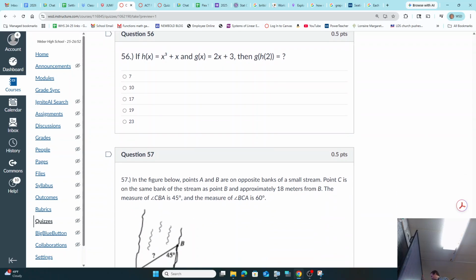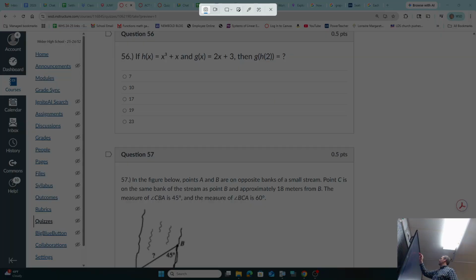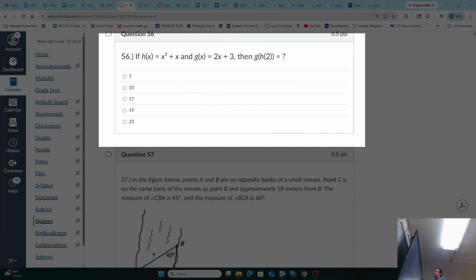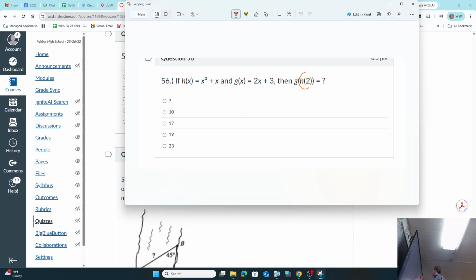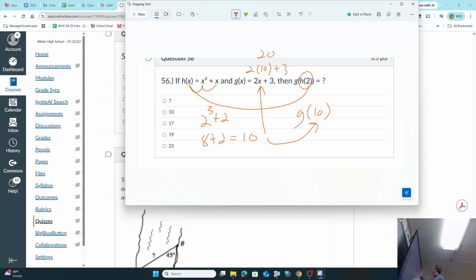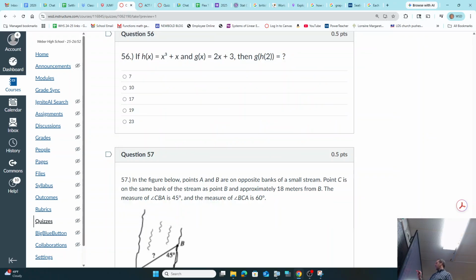Okay, compositions. Do you remember how to do a composition? Composition time. So question 56 is a composition. You're just going to take h of 2. So plug 2 into h. So we get 2 to the third power plus 2. That's 8 plus 2, which is 10. And now we have g of 10, because that goes right in there. And that's going to be 2 times 10 is 20 plus 3 is 23. So that's going to be a composition.